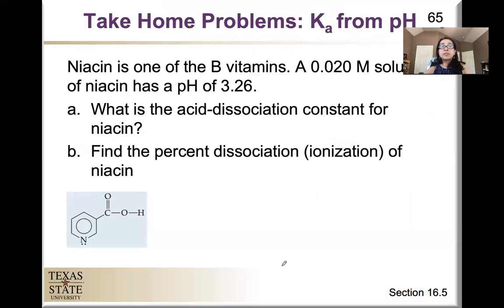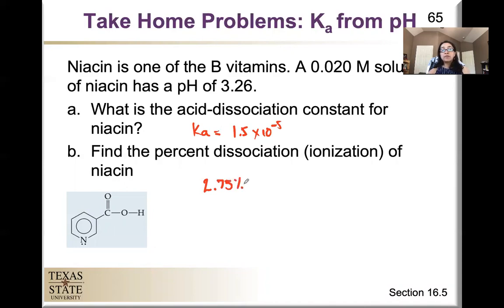All right, the next two problems are problems that I actually want you to do at home. I'm gonna give you the answers so that you can check yourself. I will also post the solutions online for you to check each step, just in case you have any problem. For part A, I got the answer to be Ka equal to 1.5 times 10 to the negative 5. And then for part B, the percent ionization or percent dissociation ended up being 2.75%.